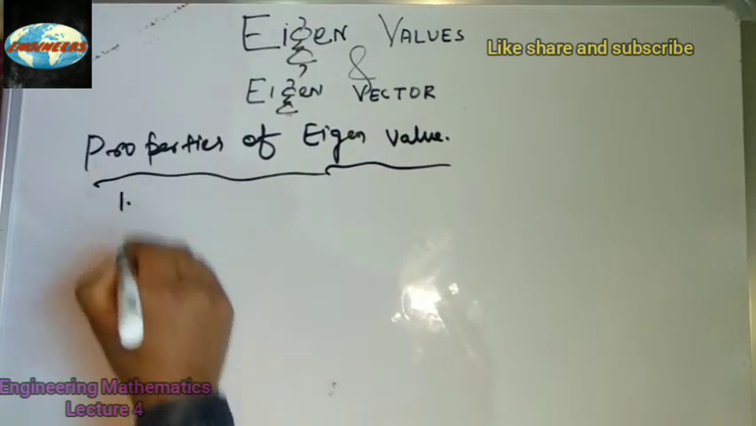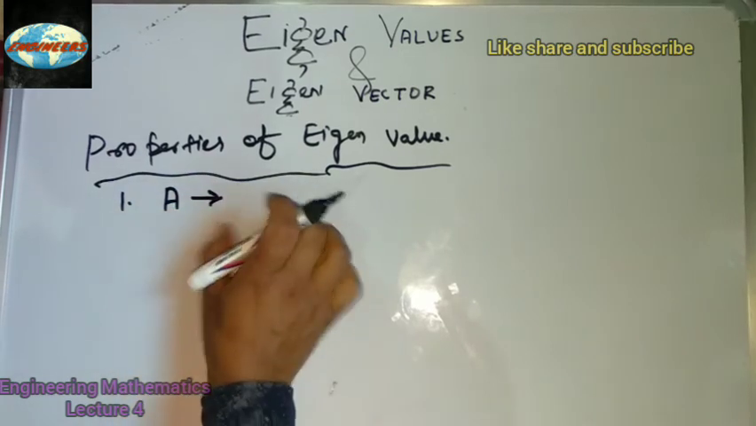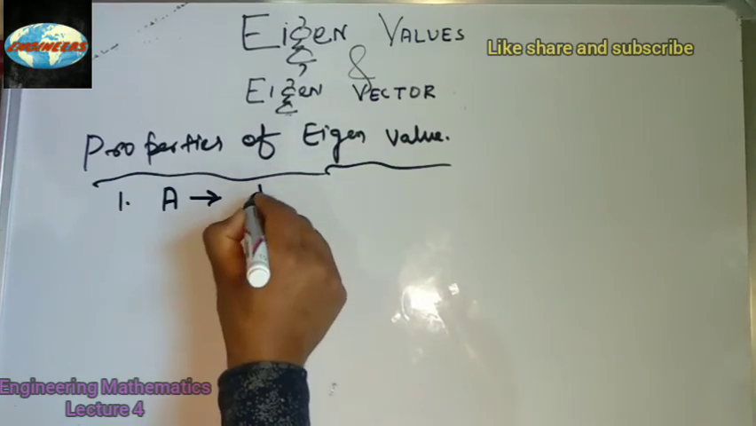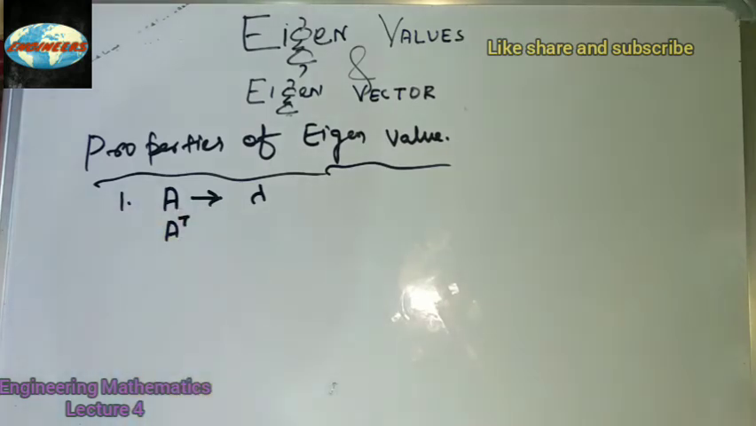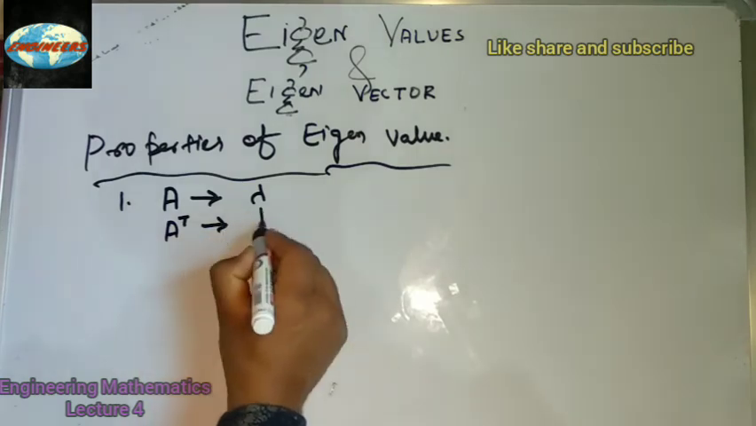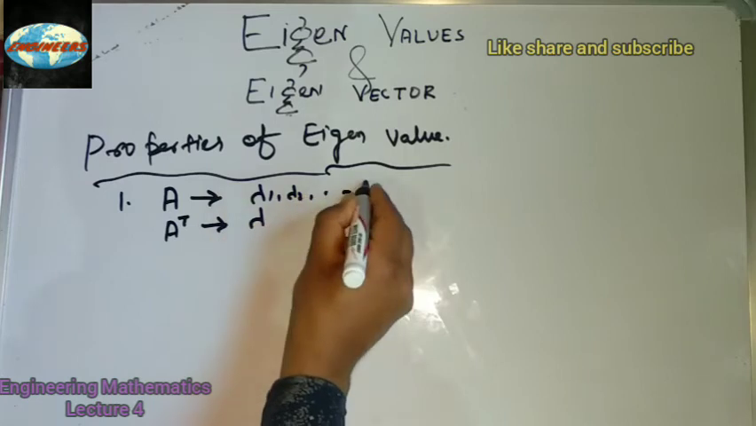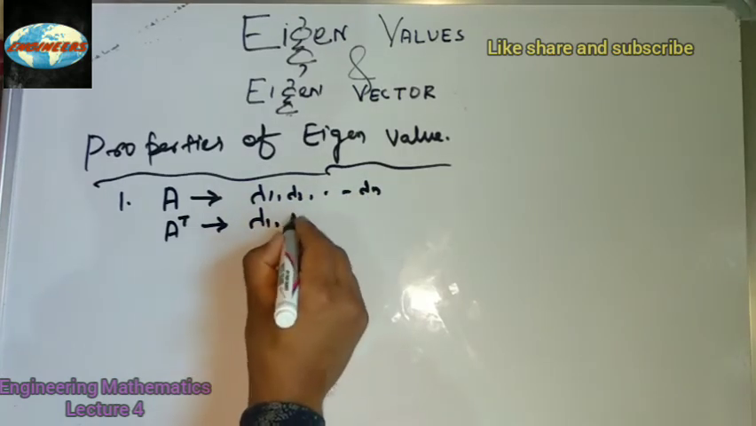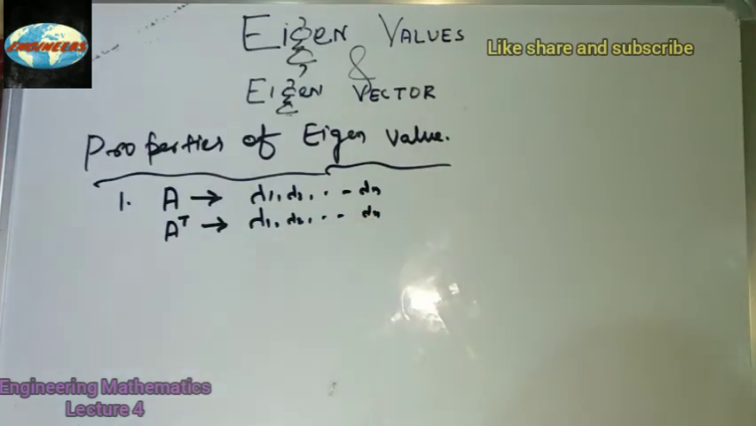First one is, if A is a matrix whose eigenvalues are lambda, then what will be the eigenvalues of A transpose? If you take the transpose of a matrix, the eigenvalues would be the same. If they are lambda 1, lambda 2, and so on up to lambda n, these will be lambda 1, lambda 2, and so on up to lambda n. That means by taking the transpose, eigenvalues don't change. This is the first property.